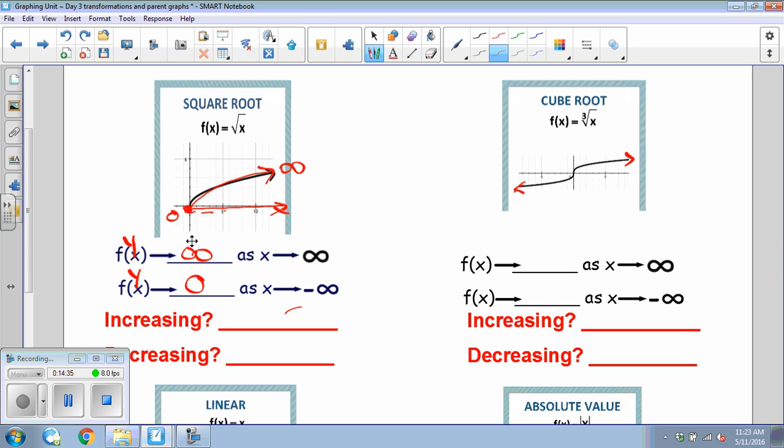Because where does y go? Where does my function go as x gets smaller? How far does it go on the y-axis? It goes to 0. It stops.